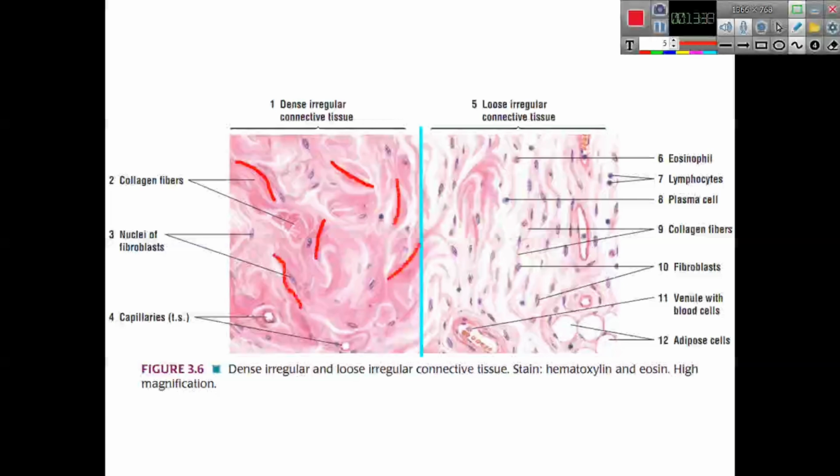Why do we have the fibers in different directions? Because this dense connective tissue is specialized to resist stress. So this kind of tissue can tolerate stress in all directions. But the loose connective tissue, without these fibers, is a very delicate and flexible connective tissue and cannot tolerate the stress.